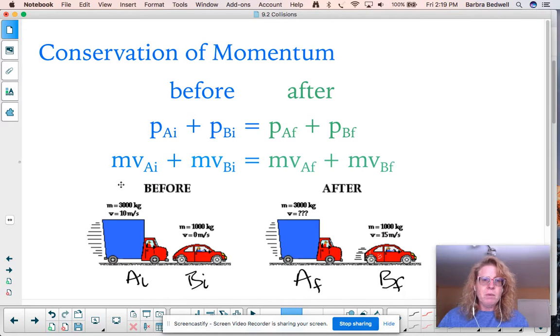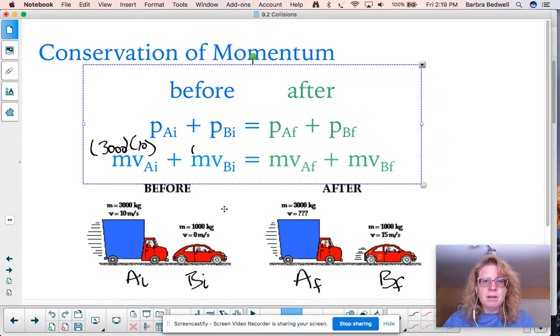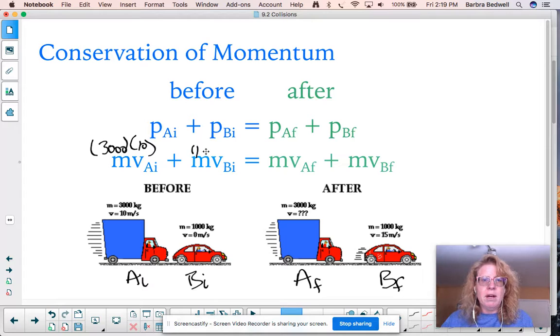So what do we have going on here? With our truck, we've got 3,000 kilograms times 10 meters per second. And for the car, we had 1,000 kilograms times 0. Our initial velocity here is 0 because the car itself isn't moving. And then afterwards, the mass of the truck is still the same, still 3,000, but now we want to know how it's moving.